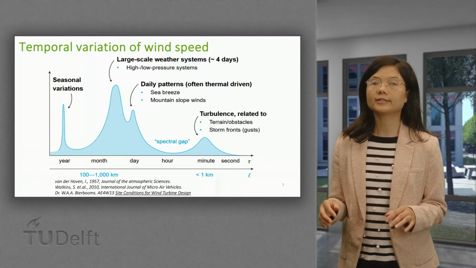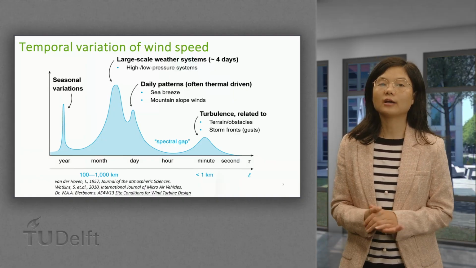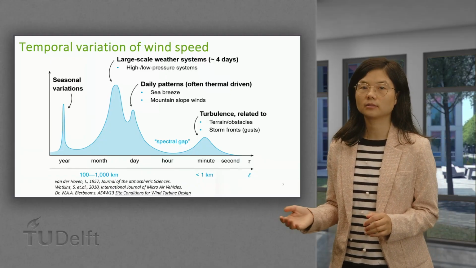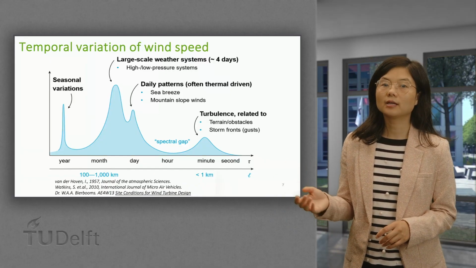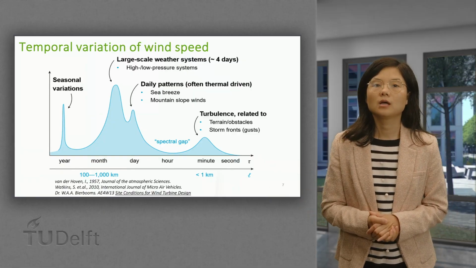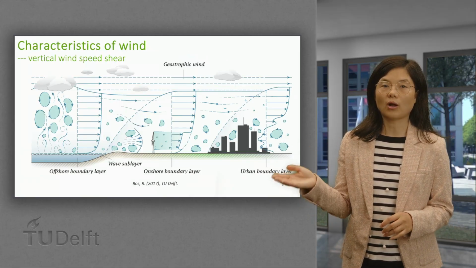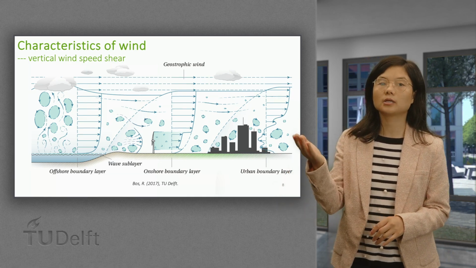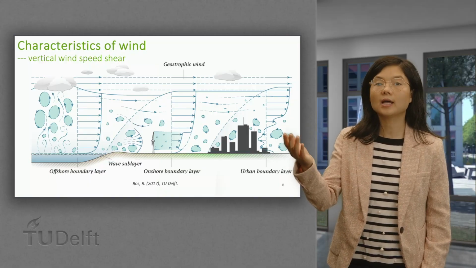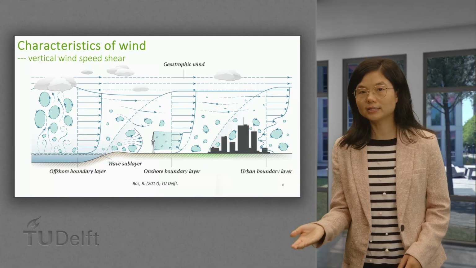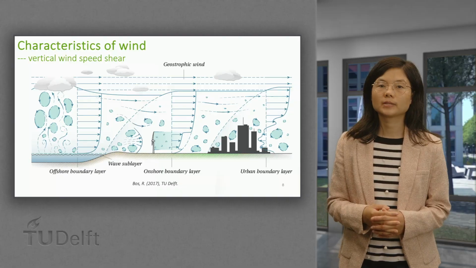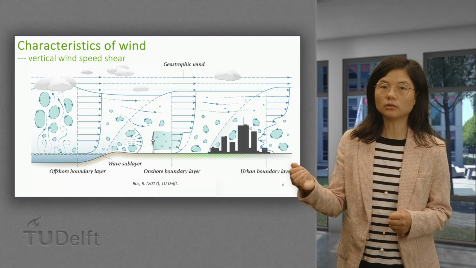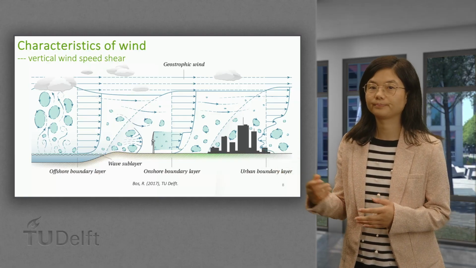Among these spatial and temporal characteristics, I would like to highlight two important ones for wind energy harvesting: vertical wind shear and turbulence intensity. As wind approaches the ground, its speed decreases, dropping from the undisturbed geostrophic wind at higher altitudes to nearly zero at the surface. This gradual change in wind speed with height is known as vertical wind speed shear.